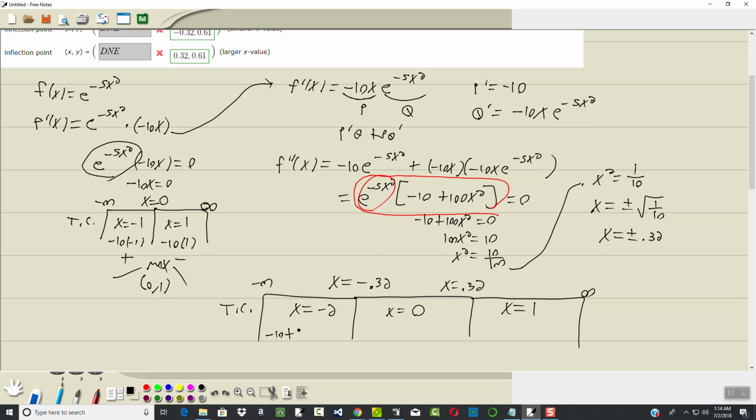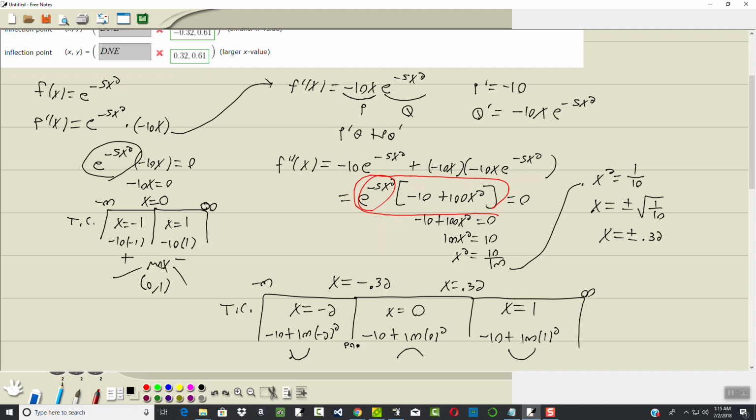Negative 10 plus 100 times negative 2 squared. Negative 2 squared is 4 times 100 is 400 minus 10 is positive. So positive means this is going to be concave up. If I plug 0 in, negative 10 plus 100 times 0 squared, that gives me a negative, which is concave down. If I plug in a 1, I got negative 10 plus 100 times 1 squared, which gives me a positive, so it's concave up.